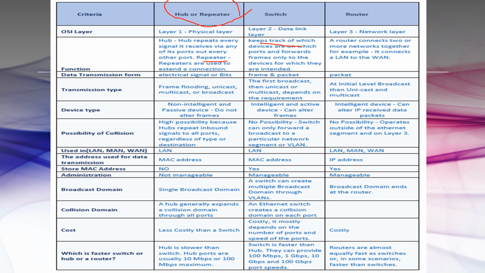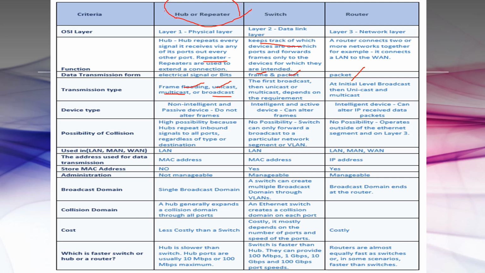The data transmission in a hub is in the form of signals or bits, zeros and ones, and in switches it's in the form of frames. In L2 switches and L3 switches we can also see it as packets. Normally in routers it is in packet format. And for transmission type, whatever information or signal the hub receives, it just floods out over all other ports. If it receives a unicast, it sends it as unicast. If it is a multicast, it sends out to a few more devices, and if it is a broadcast, it sends out to all the ports.